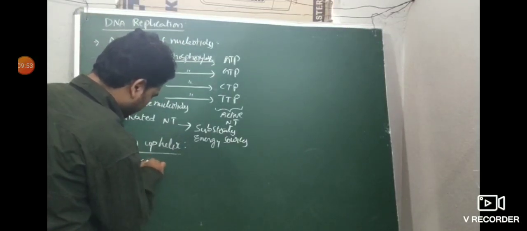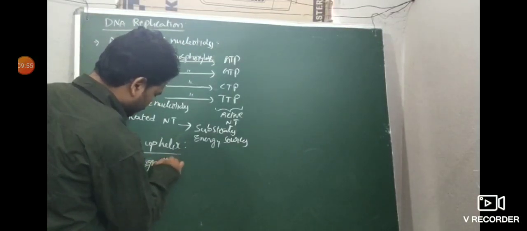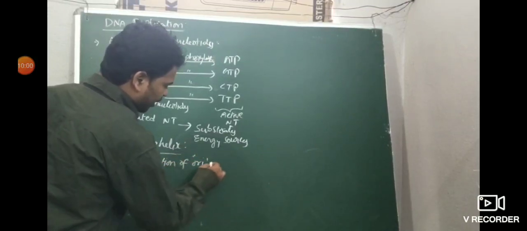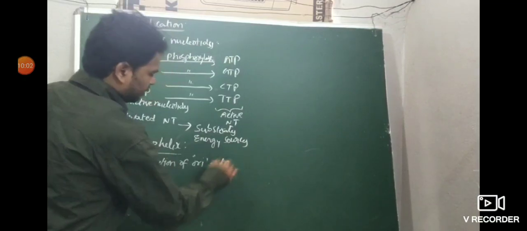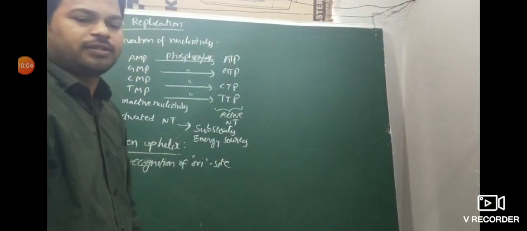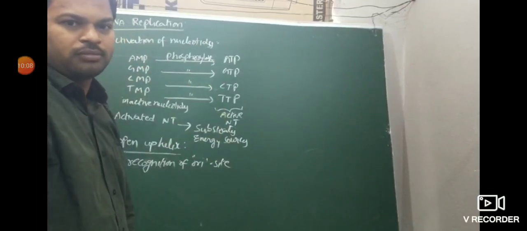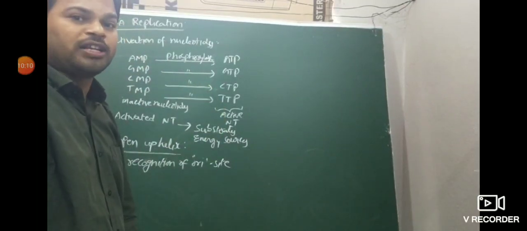Recognition of the ORI site. ORI means origin of replication. Definition of ORI site: origin of replication, where replication needs to start. That is the ORI site.